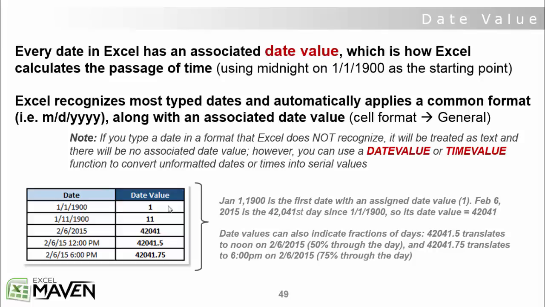So Excel is actually really, really smart about dates. It recognizes most typed dates and automatically applies a common date format. In most cases, it will be month/day/year with 4 digits, along with its associated date value. Now, the way to check if your entry is recognized as a date is to right-click, go into Format Cells, and switch to General, and it will show you if there's an underlying date value. So I'll show you an example of that right now.